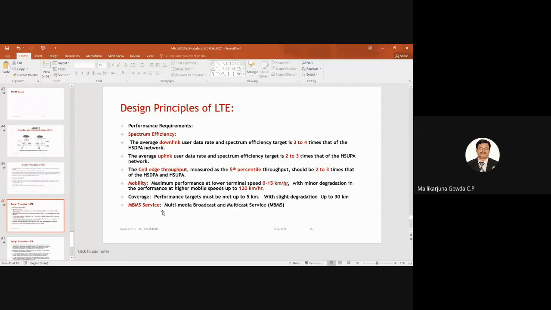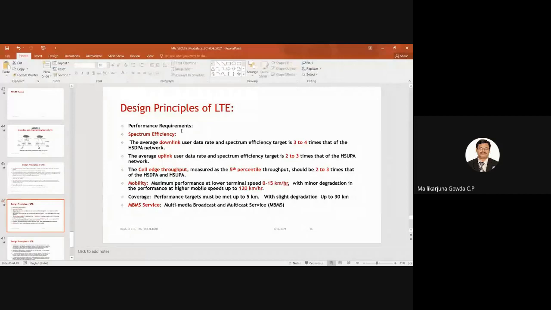And another one is multimedia broadcast and multicast service. Okay, that is MBMS we say. Multimedia broadcast and multicast service also has to be provided by this LTE. Okay, so these are all things that come under the performance requirements. One is spectral efficiency, second one is mobility, third one is coverage, and fourth one is multimedia broadcast and multicast service.